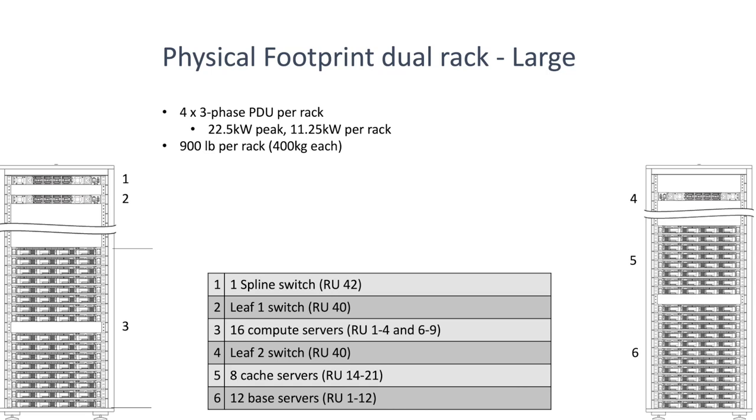Now we can look at the dual rack, which is essentially the exact same piece except split. All the numbers are going to be split. Each rack does require its own 4 three-phase PDUs. Again, 11.25 kilowatts per rack, totaling the same 22.5, and 900 pounds per rack. But we have the exact same switches on each. We have a spine and a leaf on rack 1 and just a leaf on rack 2, and the actual servers are split between them.